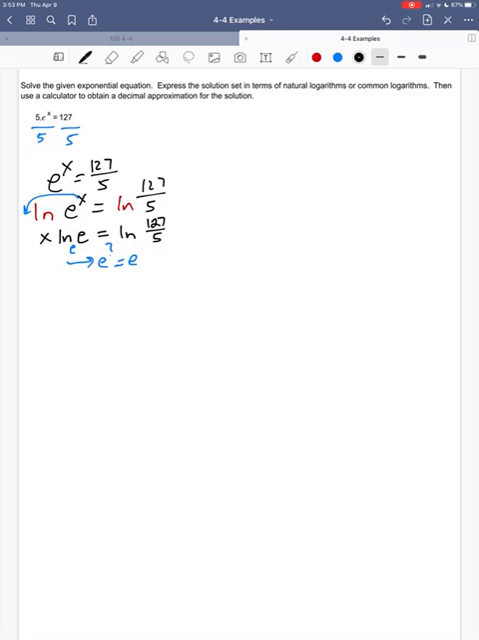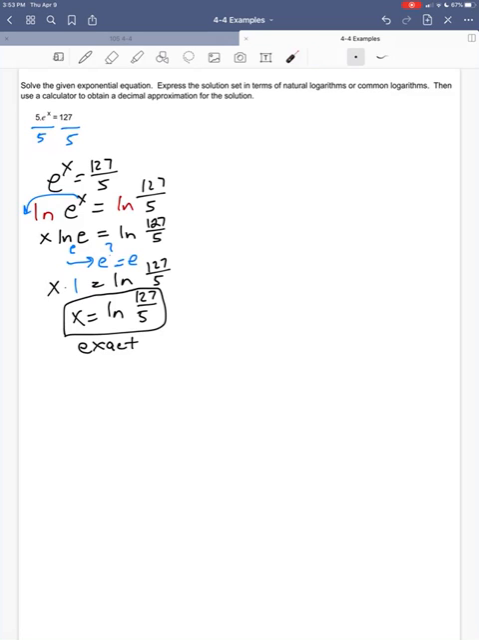And of course, e to the first power is e. So if I look at this here, that's going to say x times 1 equals the natural log of 127 over 5, or just x equals the natural log of 127 over 5, and that's what we call our exact solution to this equation. And that's what it says here. Express the solution set in terms of natural logarithms or common logarithms. Then I'm supposed to use a calculator to get a decimal approximation.